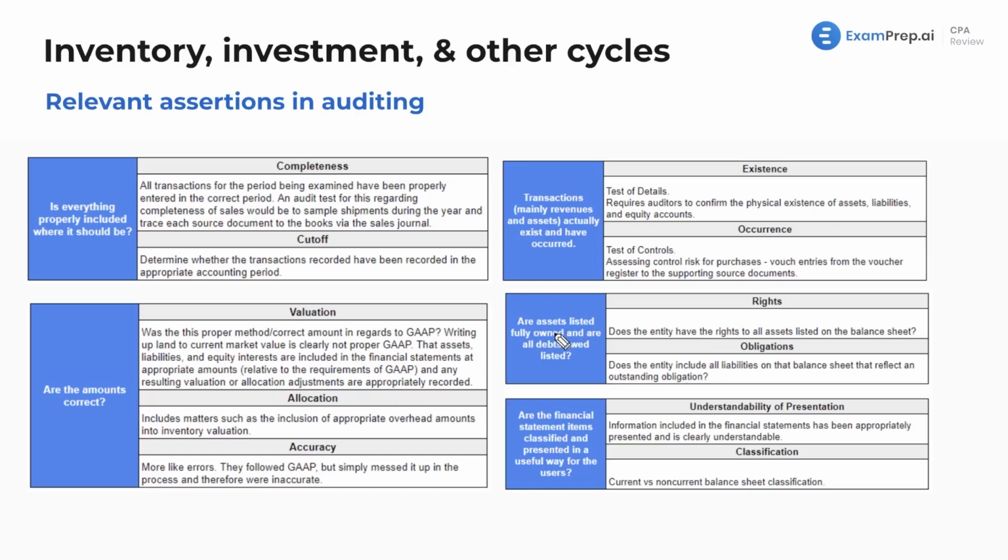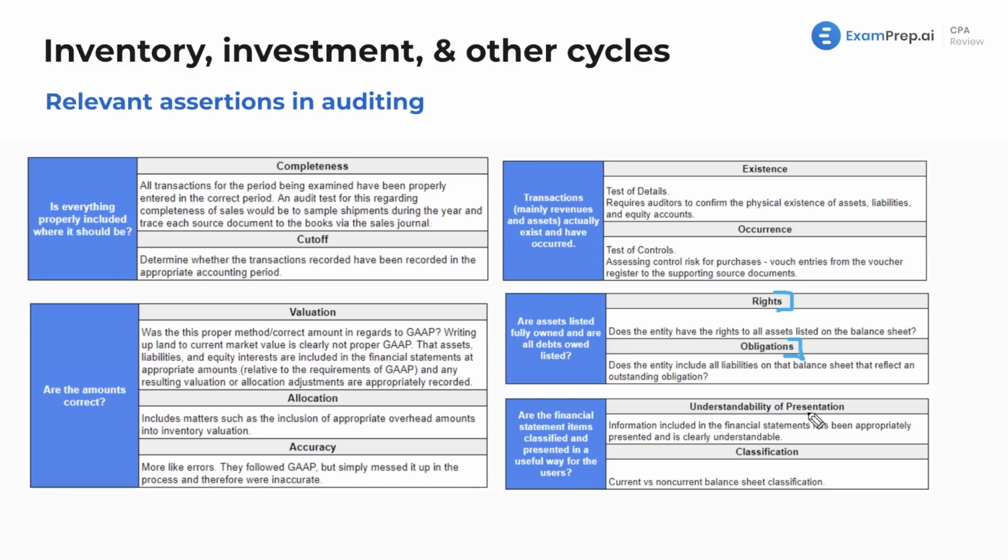Next, are assets listed, fully owned, and are all debts owed listed? Are we making sure that everything we say we have, we actually have the rights to, and everything that we actually owe, we actually have listed? Lastly, are the financial statement items classified and presented in a useful way for the users? Because all of this doesn't matter if the financial statements are not presented properly. You could have the cure to any disease written out in Japanese, but if no one in the room speaks Japanese, that's not really useful for you.